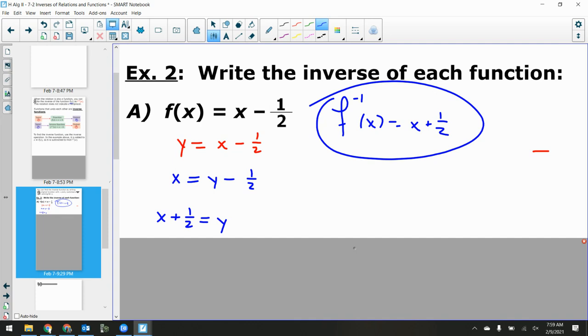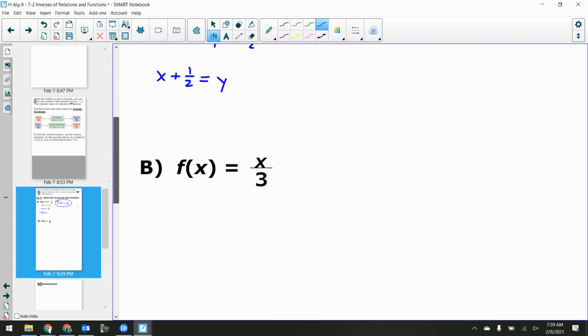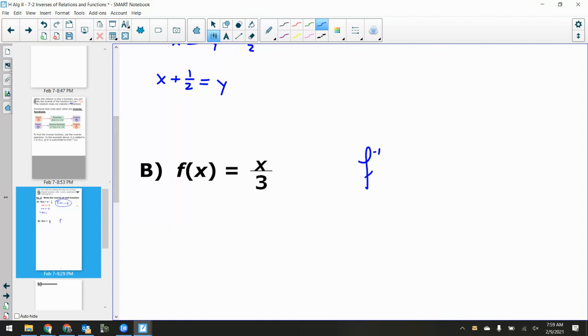Okay, so all we need to do is flip x and y, replace x with y, and then resolve. Now, this is another very simple one. If I've got x divided by 3, what do you think the inverse is? Well, what's the inverse operation of division? Multiplication. So instead of dividing by 3, it's probably multiplying by 3. We guessed that f inverse of x is going to be 3 times x, or x times 3, right? Let's see if that's actually the case.